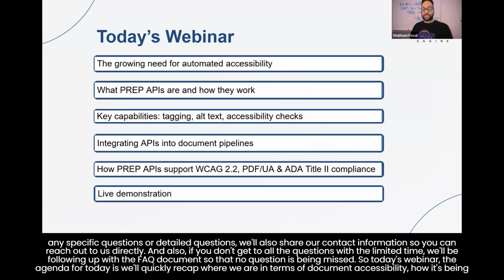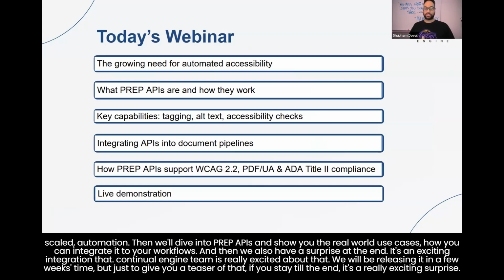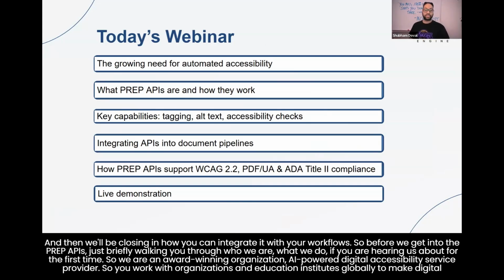Today's webinar agenda: we'll quickly recap where we are in terms of document accessibility, how it's being scaled, and automation. Then we'll dive into Prep APIs and show you real-world use cases and how you can integrate it into your workflows. And then we also have a surprise at the end. It's an exciting integration that the Continual Engine team is really excited about, that we will be releasing in a few weeks' time. Just to give you a teaser, if you stay till the end, it's a really exciting surprise. And then we'll be closing with how you can integrate it with your workflows.